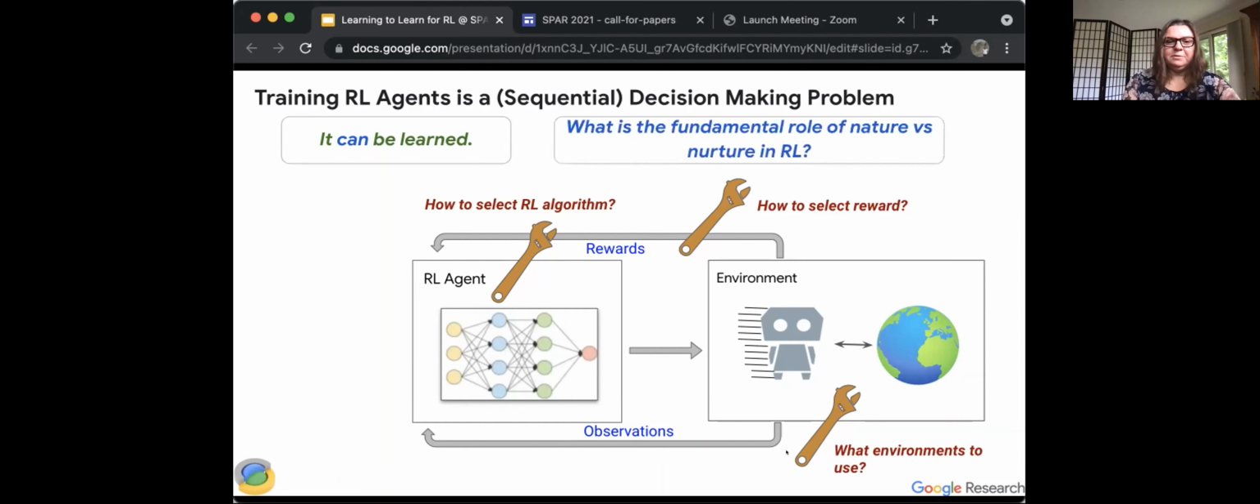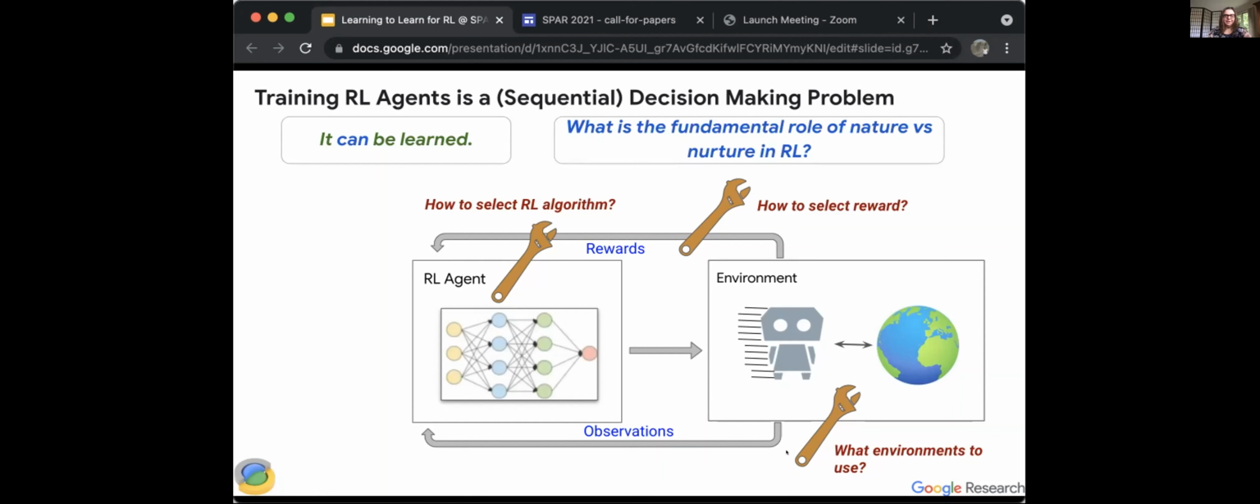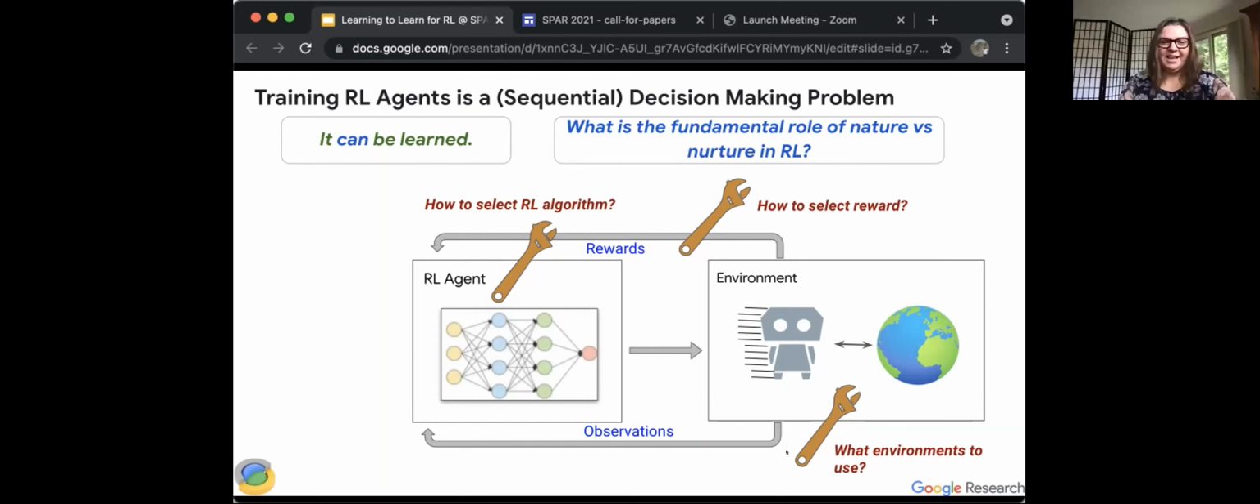So here's the fundamental question that I want to leave you with: what is the fundamental role of nature versus nurture in reinforcement learning? I don't have an answer to that. I'd like to have a discussion around that, but it's something to think about.